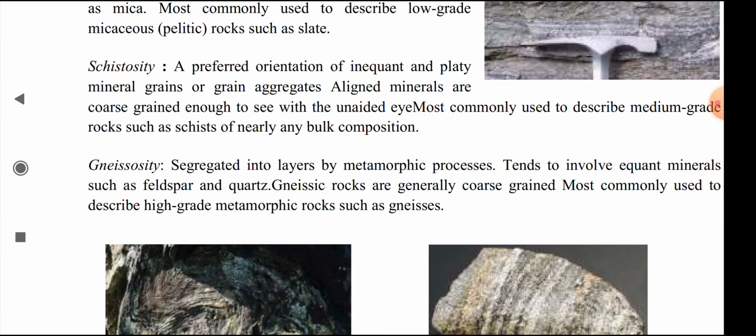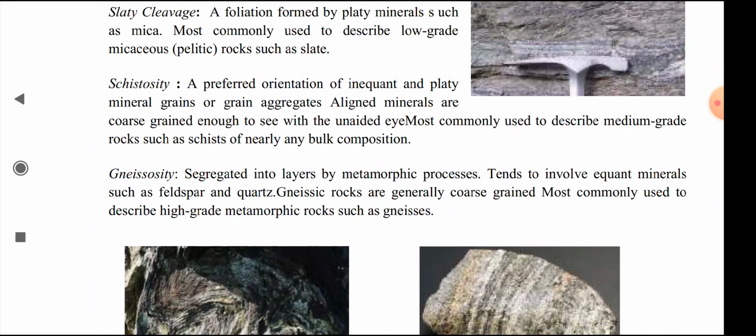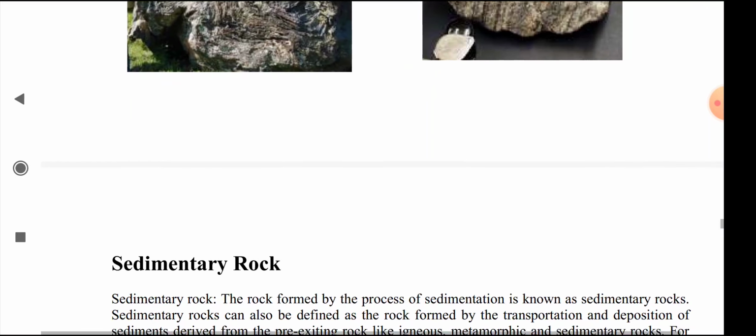Gneissosity is segregated into layers by metamorphic process, and tends to involve equant minerals such as feldspar and quartz. Gneissic rocks are generally coarse grained, most commonly used to describe high grade metamorphic rocks such as gneisses.